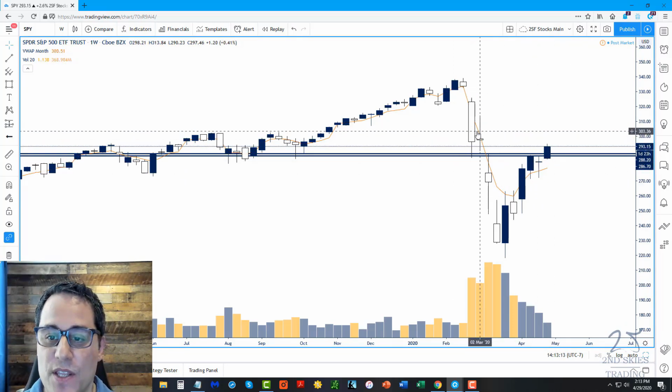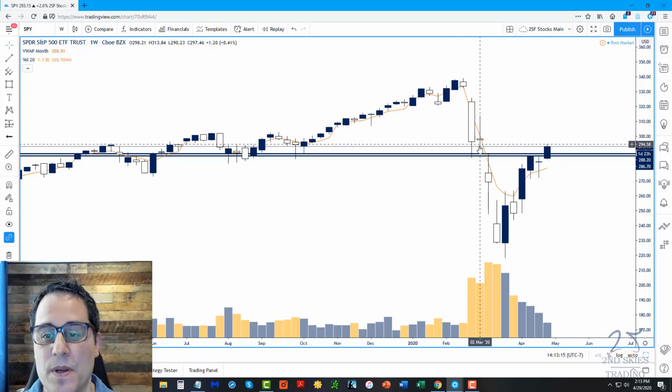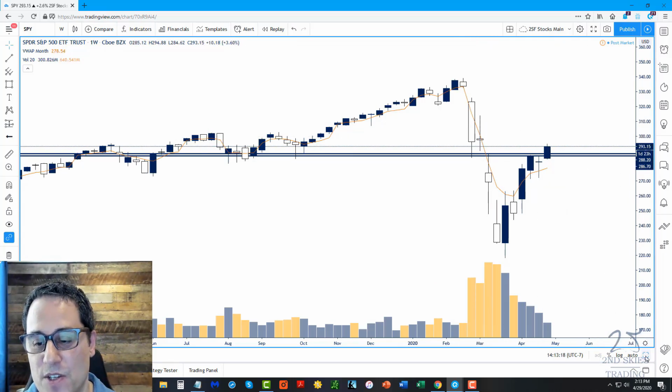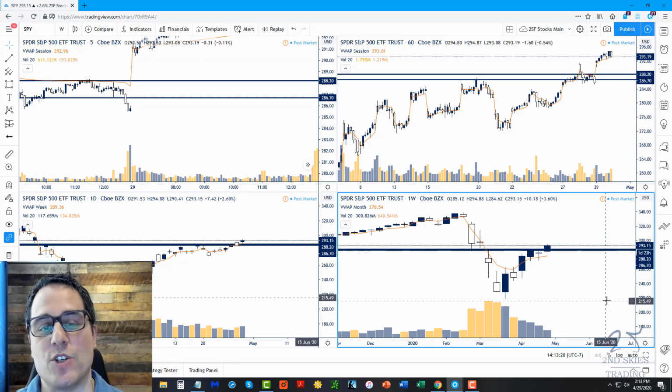And if it's bearish, in this case, then I'll look for pullbacks into VWAP to potentially add to shorts. So those are the general ways that I use it from a swing trading perspective.